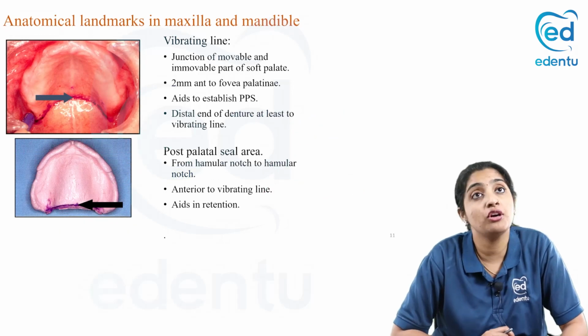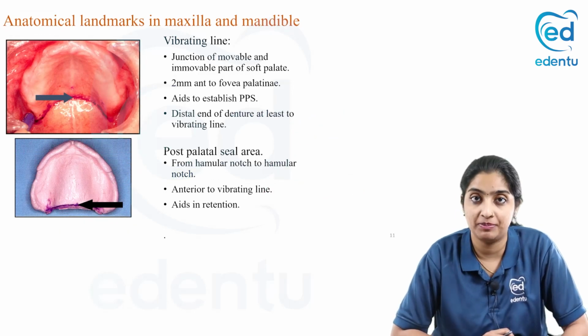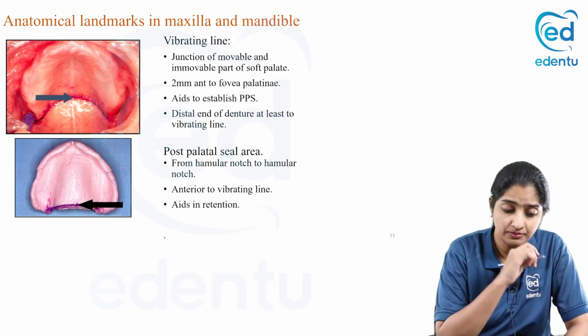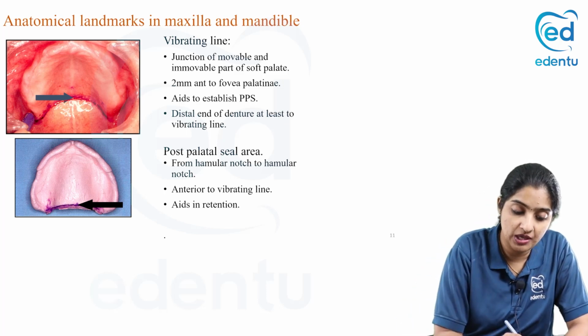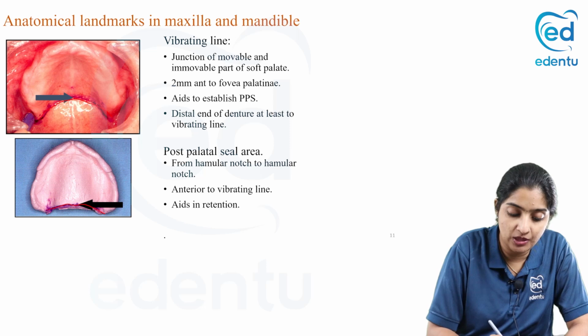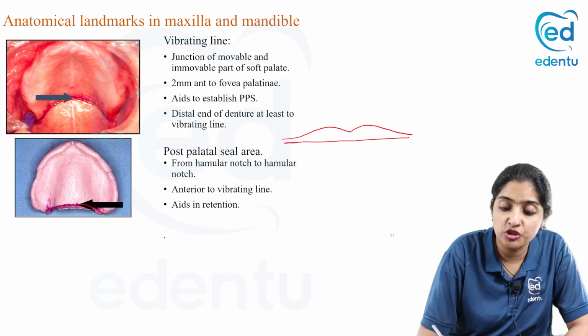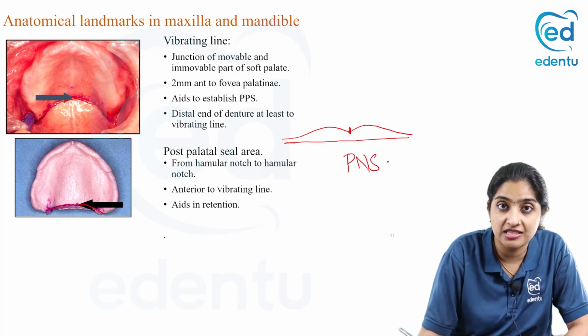The major function of your hamular notch is to locate the PPS area itself. Coming to the vibrating line, like we mentioned, this is the posterior vibrating line and this is your anterior vibrating line. The posterior vibrating line will be straight, whereas the anterior vibrating line will have a Cupid's bow shape due to the presence of the PNS, posterior nasal spine.